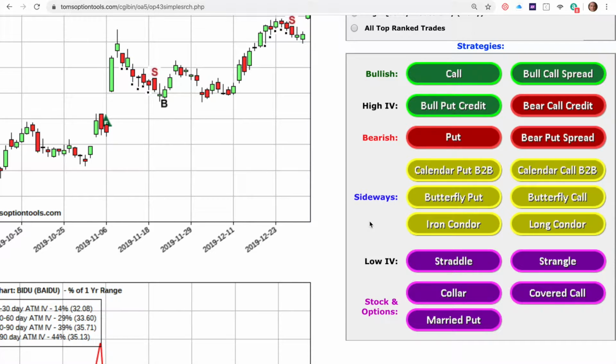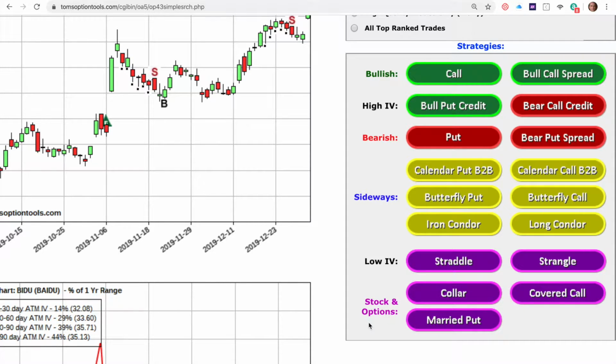And then we have some more complex sideways strategies like calendar spreads and butterflies and iron condors. So if you're so inclined, those are slightly more advanced strategies, but really great strategies to employ in the event that you have a sideways prognosis. And then we have low IV trades like straddles and strangles. Typically, they're used around earnings. Sometimes you can use them before earnings to capture IV as it rushes in.